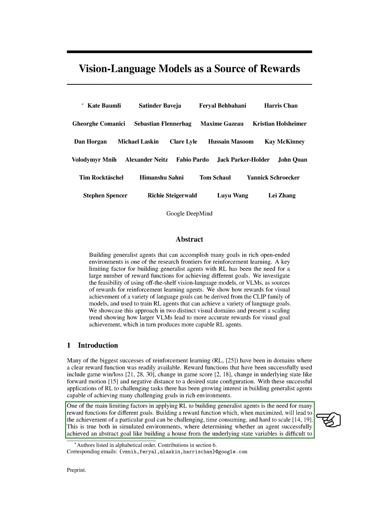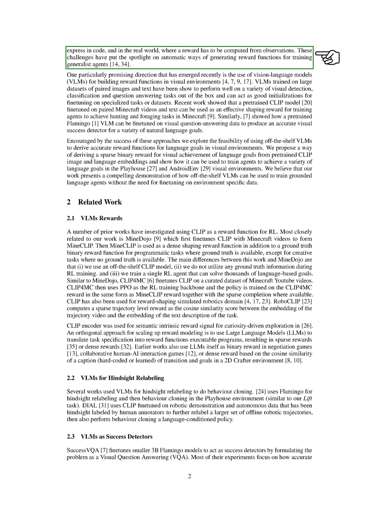However, one of the main hurdles in applying RL to these agents is the need for numerous reward functions for different goals. Creating a reward function that leads to the achievement of a specific goal can be difficult, time-consuming, and challenging to scale. This is true in both simulated environments, where it's hard to determine if an agent has achieved an abstract goal like building a house, and in the real world, where rewards have to be calculated from observations. To overcome these challenges, there's been a focus on automatically generating reward functions for training these versatile agents.